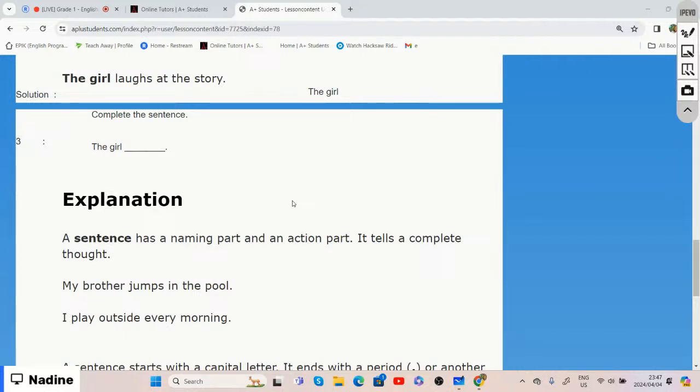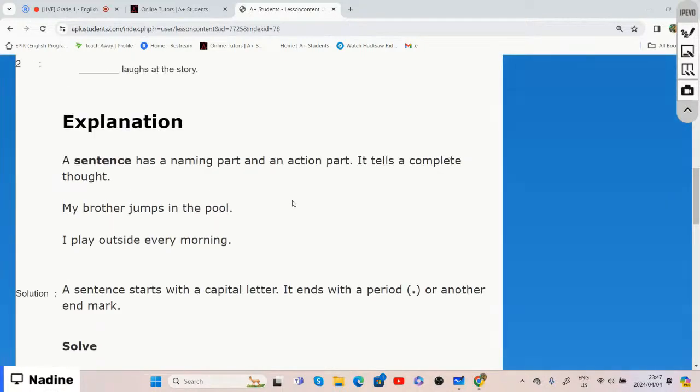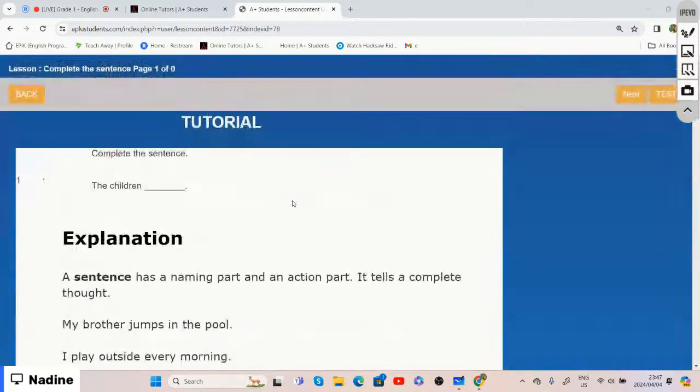All right. So this is now the end of our lesson on sentences and fragments. We said in order to see if we have a complete sentence or a fragment, we show both a noun, which is a naming part, as well as an action part.